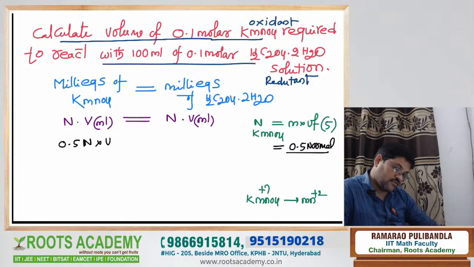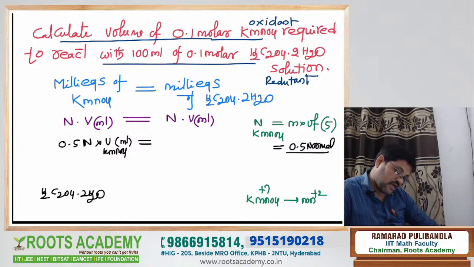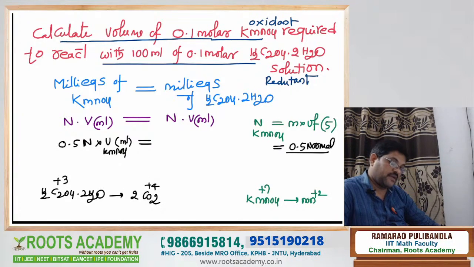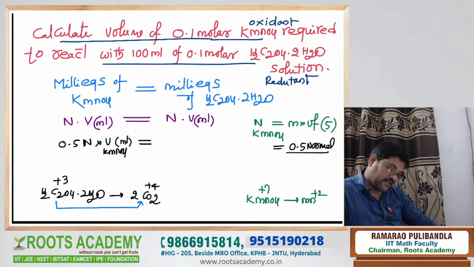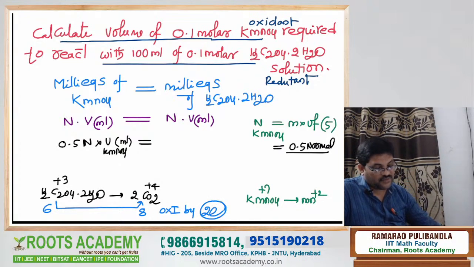And the volume you have to find out. Volume of the KMnO4 in ml required is equal to that of oxalic acid. So what is oxalic acid? H2C2O4·2H2O. Carbon plus 3 state gives rise to CO2 gas, carbon plus 4 state. Carbon plus 3 becomes carbon plus 4. 2 3s are 6, 2 4s are 8. 6 becomes 8 means oxidation by 2 moles of electrons. That's the logic.